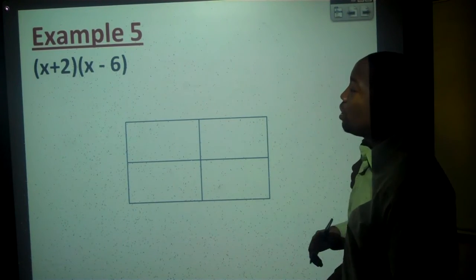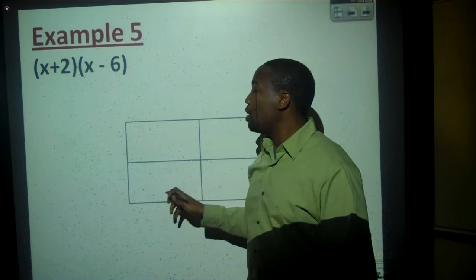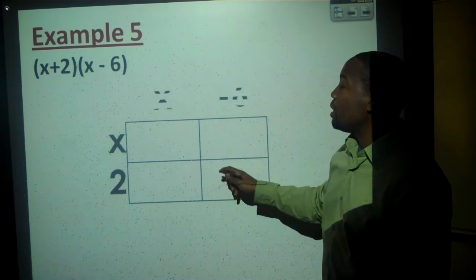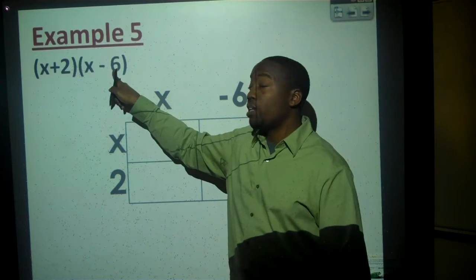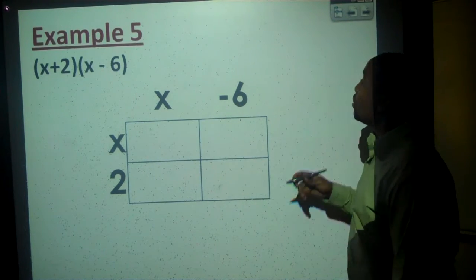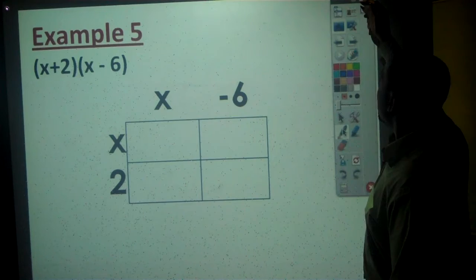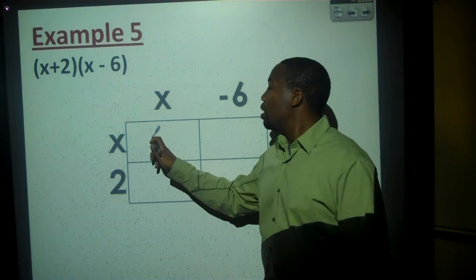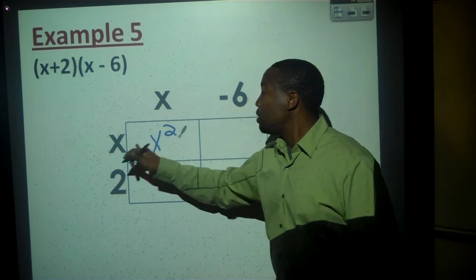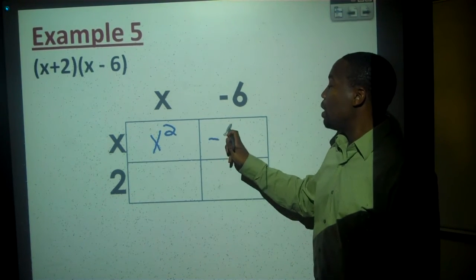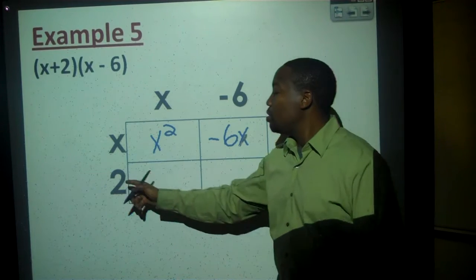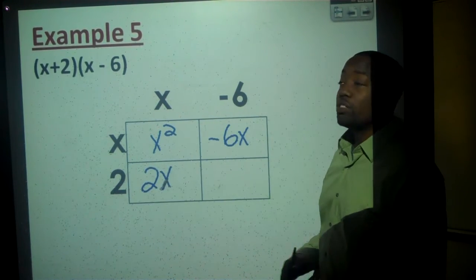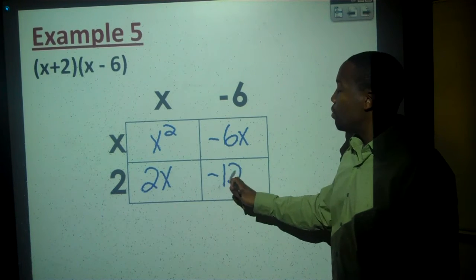The first thing I need to do is put my x on the outside, and my 2 on the outside. I need to put my x and my -6. Make sure you make this -6 out here. So when I multiply this, x times x gives me x squared. x times -6 gives me -6x. 2 times x gives me 2x. And 2 times -6 is going to give me -12.